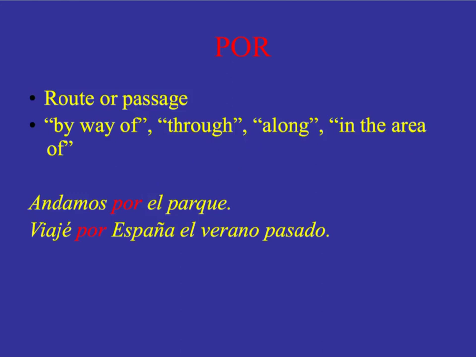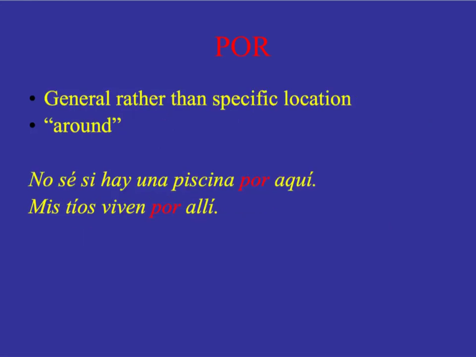Por you use with route or passage. So think if you're trying to say "by way of," "through," "along," or "in the area of." Some examples of these would be: we walked through the park. I traveled through Spain last summer. Two other reasons to use por: general rather than specific location. So think if you're trying to say "around." I don't know if there's a pool around here. My aunt and uncle live around there, so very general.